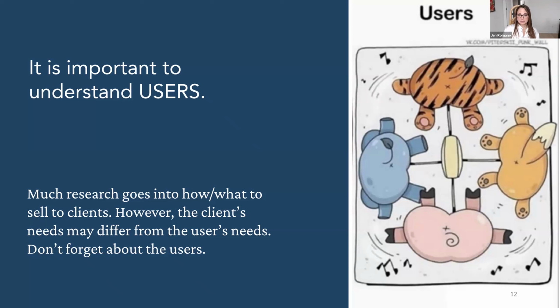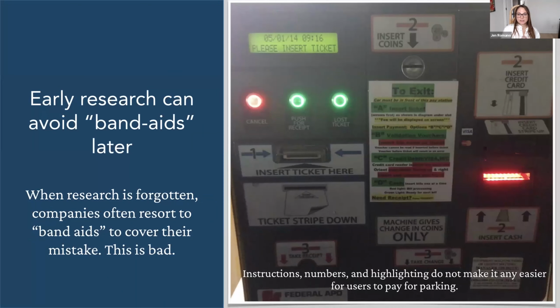We oftentimes forget this. Now, oftentimes when research is cut, organizations will use what I call Band-Aids to later attempt to fix an issue. And early research can really help to avoid these kinds of Band-Aids. So take, for example, an actual ticket machine. This is an actual ticket machine that I encountered in a parking garage. And I was trying to leave the parking garage and encountered this mess. And I had to figure out exactly what to do. I had to figure out exactly how to use this machine so I could simply pay and leave the parking garage. Clearly, research was not conducted on this machine ahead of time.